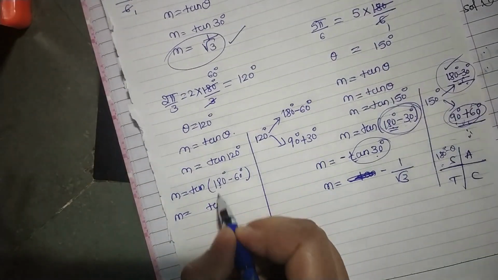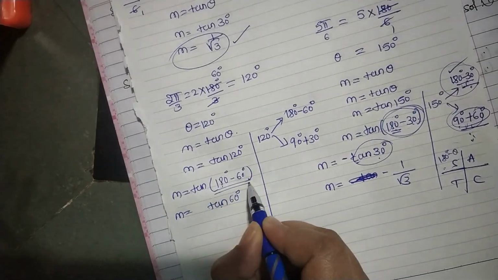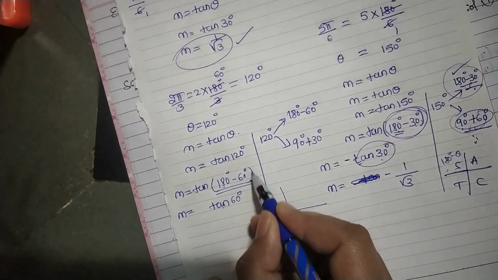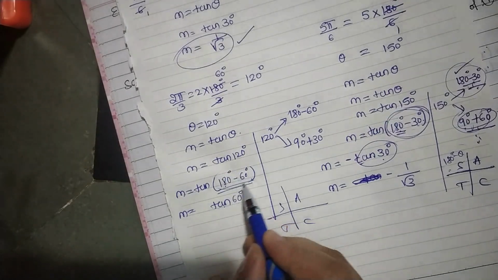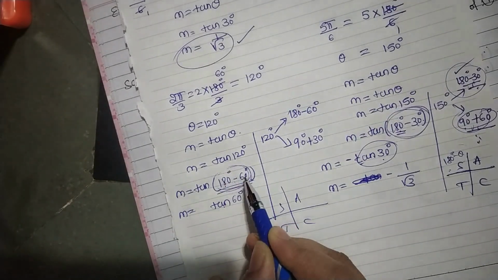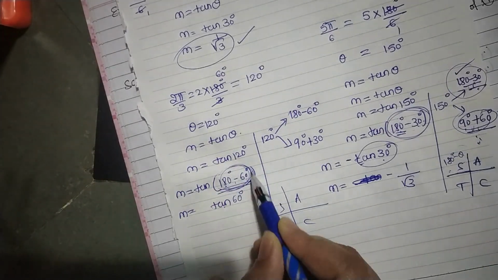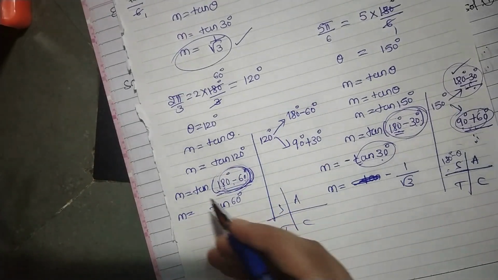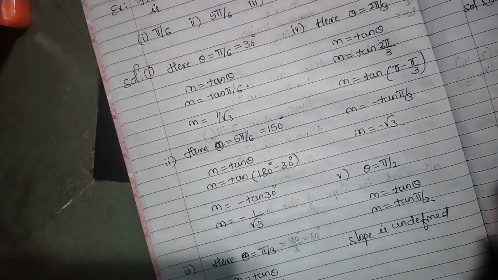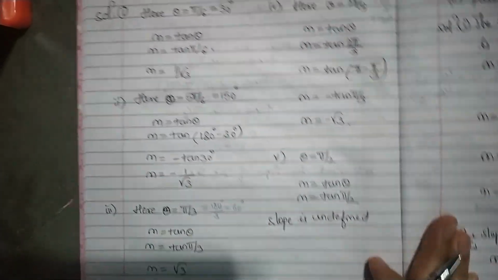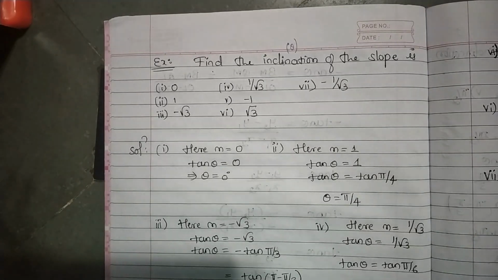Even the angle is tan, it remains the same. Standard angle, that is 60 degree. Second property is the whole angle. Sine is applied according to the quadrant rule, that is the ASTC rule. In the second quadrant this whole angle is 180 minus theta, and this angle lies in the second quadrant. In the second quadrant tan is negative. Therefore m is equal to minus, what is the value of tan 60? Minus root 3. Okay. So next example, find the inclination of the slope.